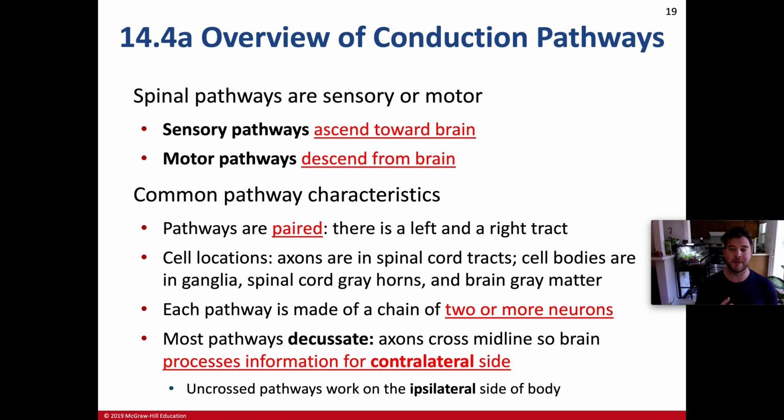Each pathway is made of a chain of two or more neurons, so two or three neurons usually. And most pathways decussate, meaning that they cross. The axons cross midline, so the brain processes information for the contralateral side. I think about 10% of nerves in a tract may be ipsilateral, but the large portion of them are going to be contralateral, meaning innervating and receiving from the opposite side.